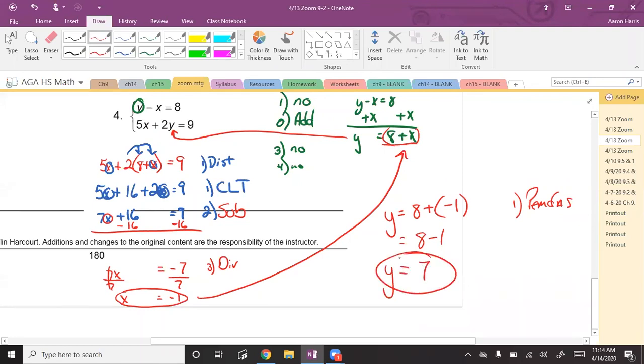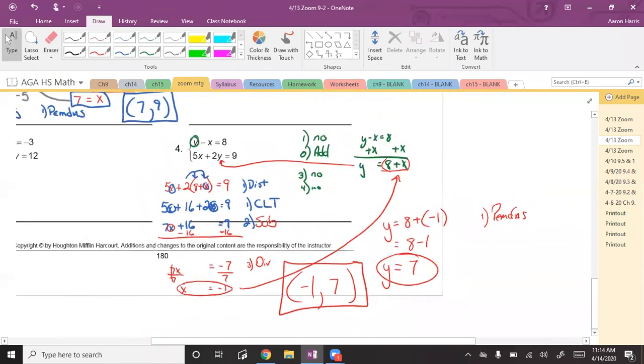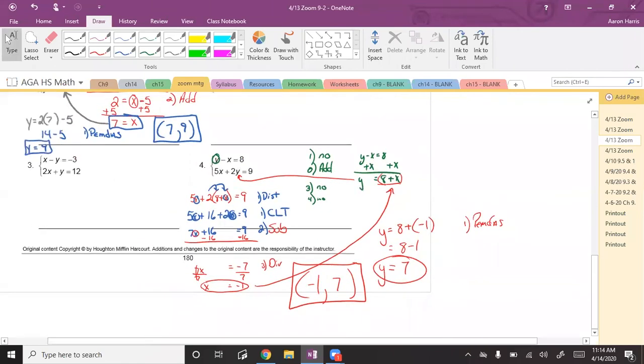Now that I know what x is, I know what y is. That means that I know that x is negative 1, y is 7. This is the solution to that system. If I were to graph it, they would intersect at negative 1 and 7. Does that make sense?